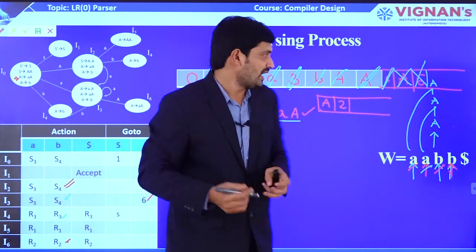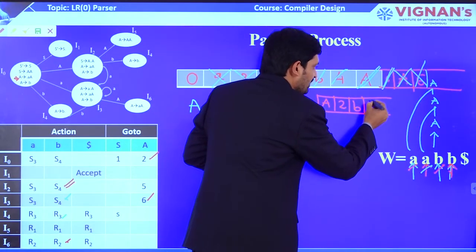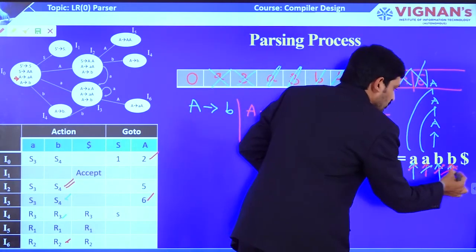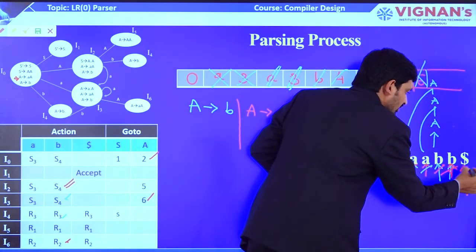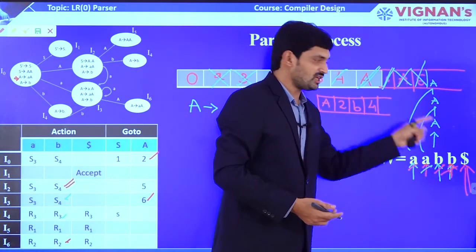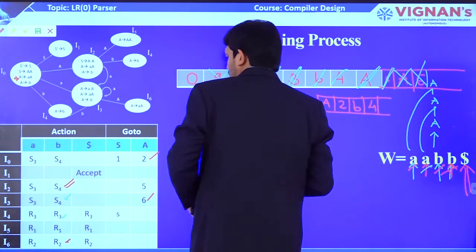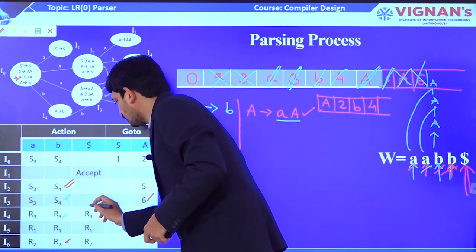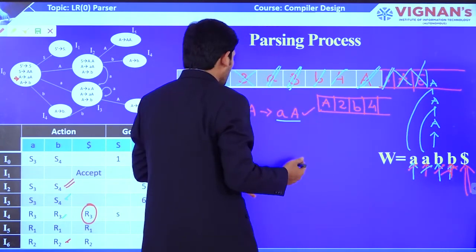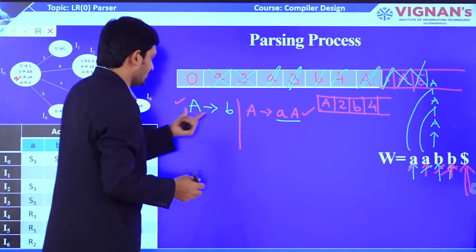So, I have to perform the shift operation. So, shift the B into the stack and write 4 here. Now, increment the input pointer, which is a $. Now, 4 is the top of the stack and $ is the locator pointer. So, what is 4 on $? You can find 4 on $ is R3. So, again I have to perform the reduction operation depending upon production number 3.